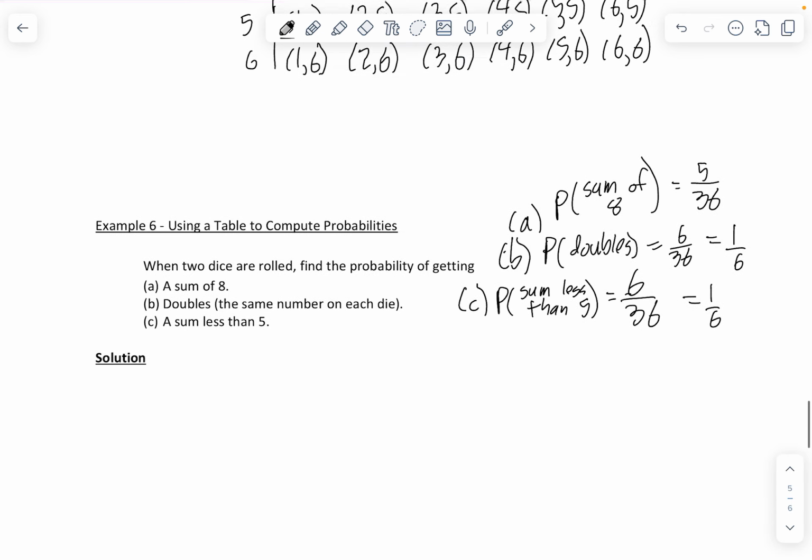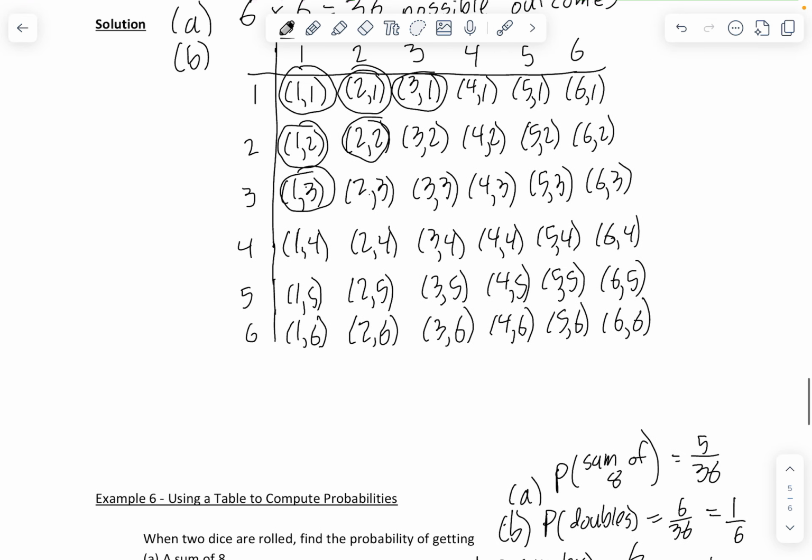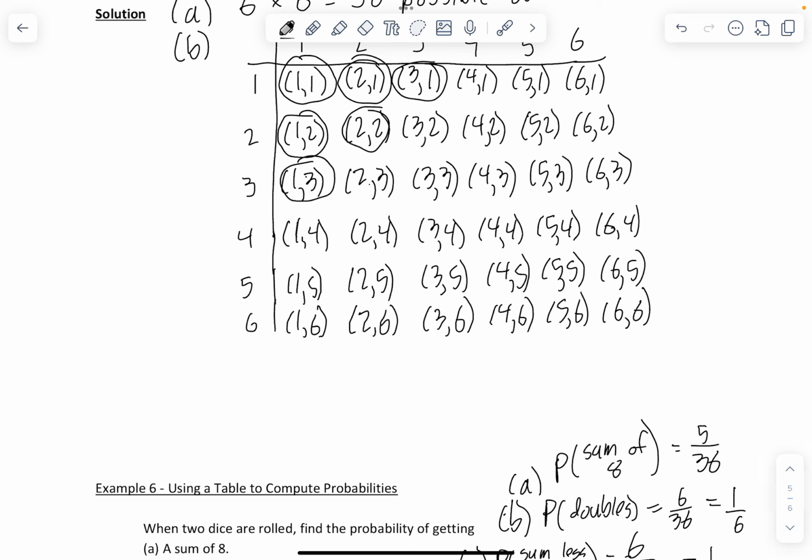Okay. So hopefully that was helpful. Again, tables and tree diagrams can be really useful tools for helping us to identify the sample space, especially for slightly more complicated probability experiments.